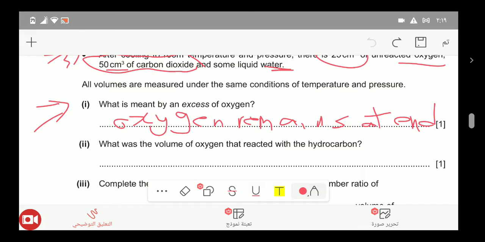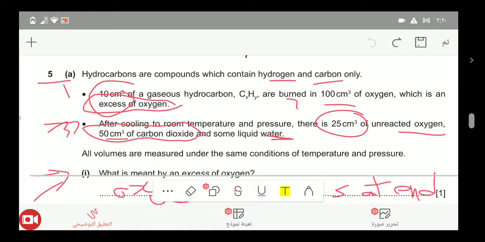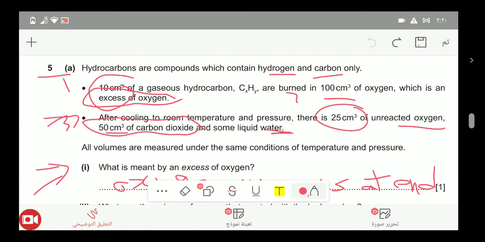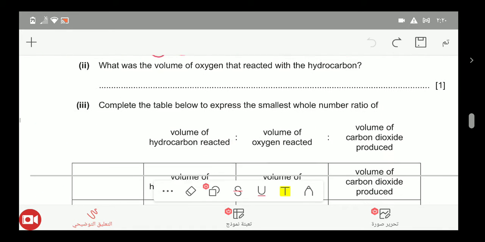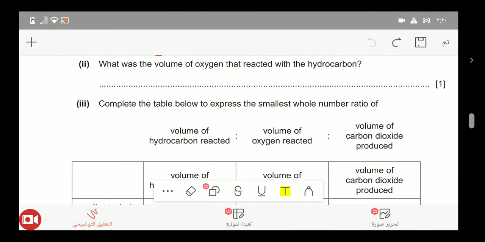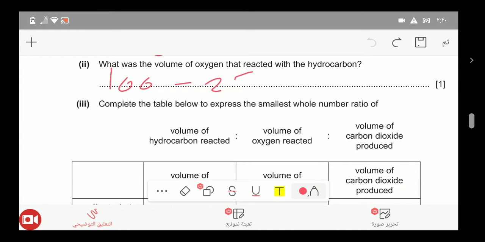Question number 2 says, what was the volume of oxygen that reacted with the hydrocarbon? Let's move back to the question. Here it is said that we have 25 cm³ of unreacted oxygen, and the total volume of oxygen was 100 cm³. So reacted oxygen equals 100 minus 25 equals 75 cm³.